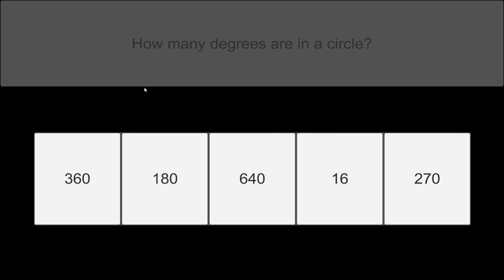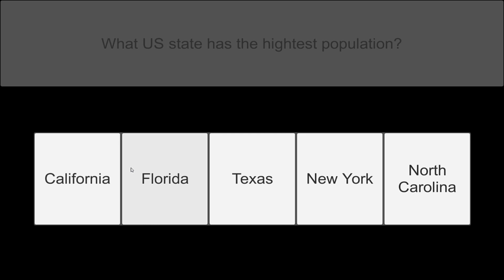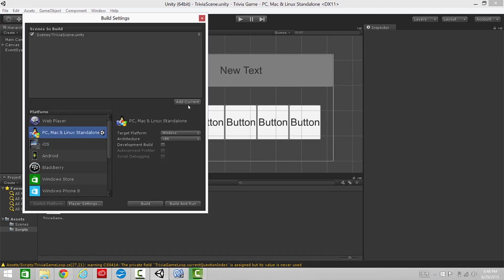So, okay, how many degrees are there in a circle? So my cursor is on top of 360 right now, but it looks like 180 is actually the one that's being highlighted. It's slightly different color. So if I click, yep, it selected 180. So that was wrong. I'm going to press the escape key, which we set up to exit out of our game, to exit out of that.